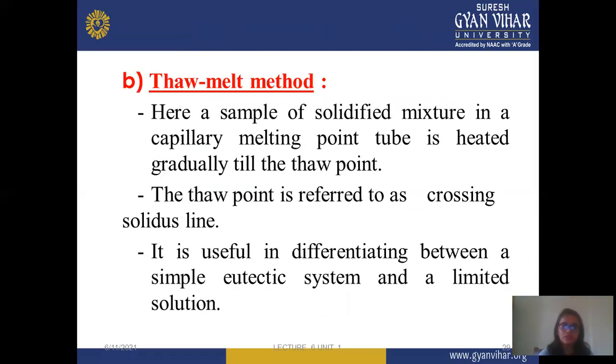Next is the thaw melt method. Here a simple solidified mixture in a capillary melting point tube is heated gradually till the thaw point, and the thaw point refers to crossing the solidus line. It is useful to differentiate between the simple eutectic system and limited solid solution. It is opposite to the previous one. In this, you solidify the mixture and heat the temperature gradually until the flow point, and this is crossing the solidus line, and it differentiates between the eutectic system and limited solution. This takes place with this flow point method.